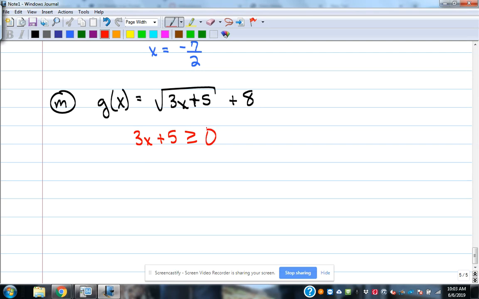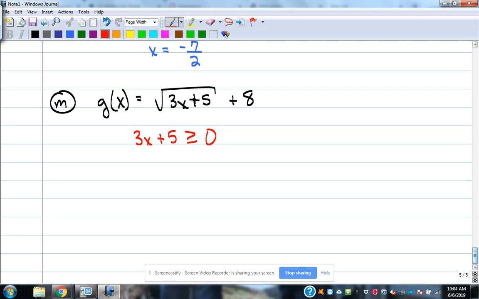Zero, yeah, that to zero. This plus 8 that's on the outside really has nothing to do with the domain. It would affect the range, but it does not affect the domain. So it's only the stuff on the inside that you have to worry about as far as domain goes. So if there's anything on the outside of the square root symbol, you don't worry about it.